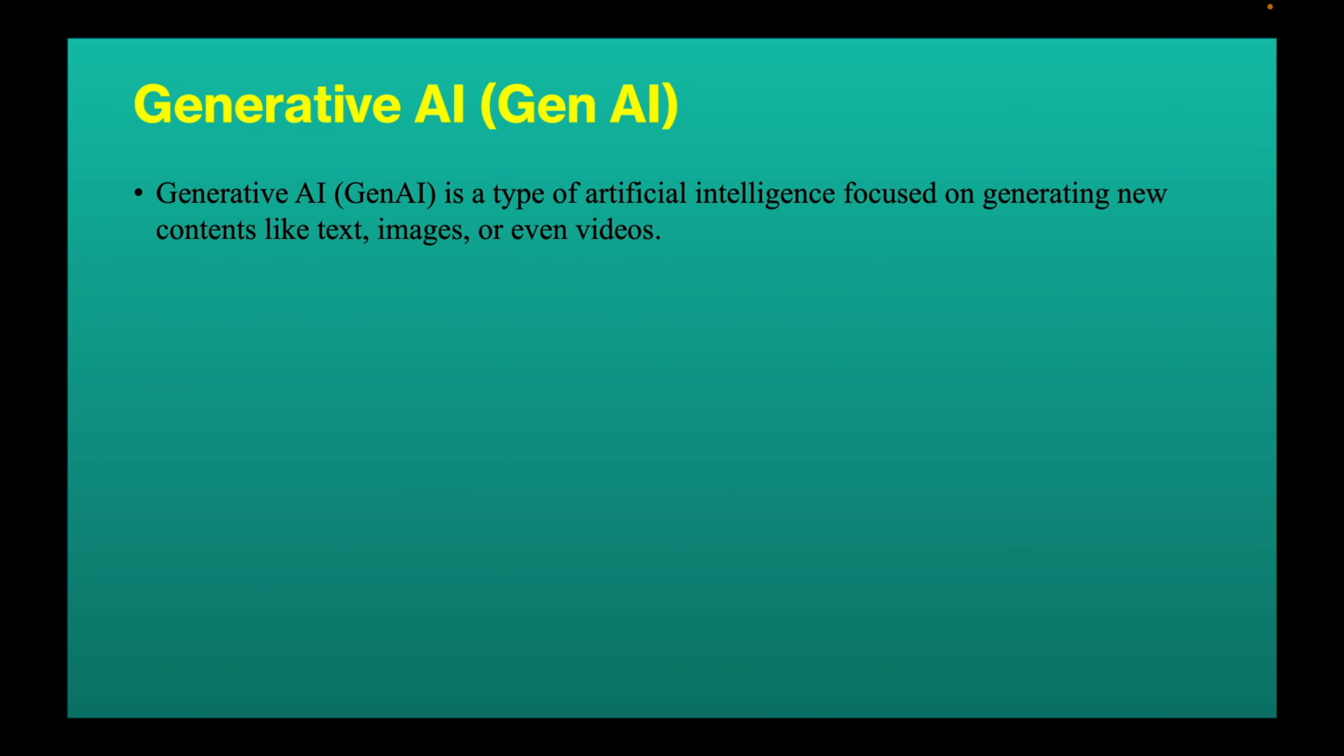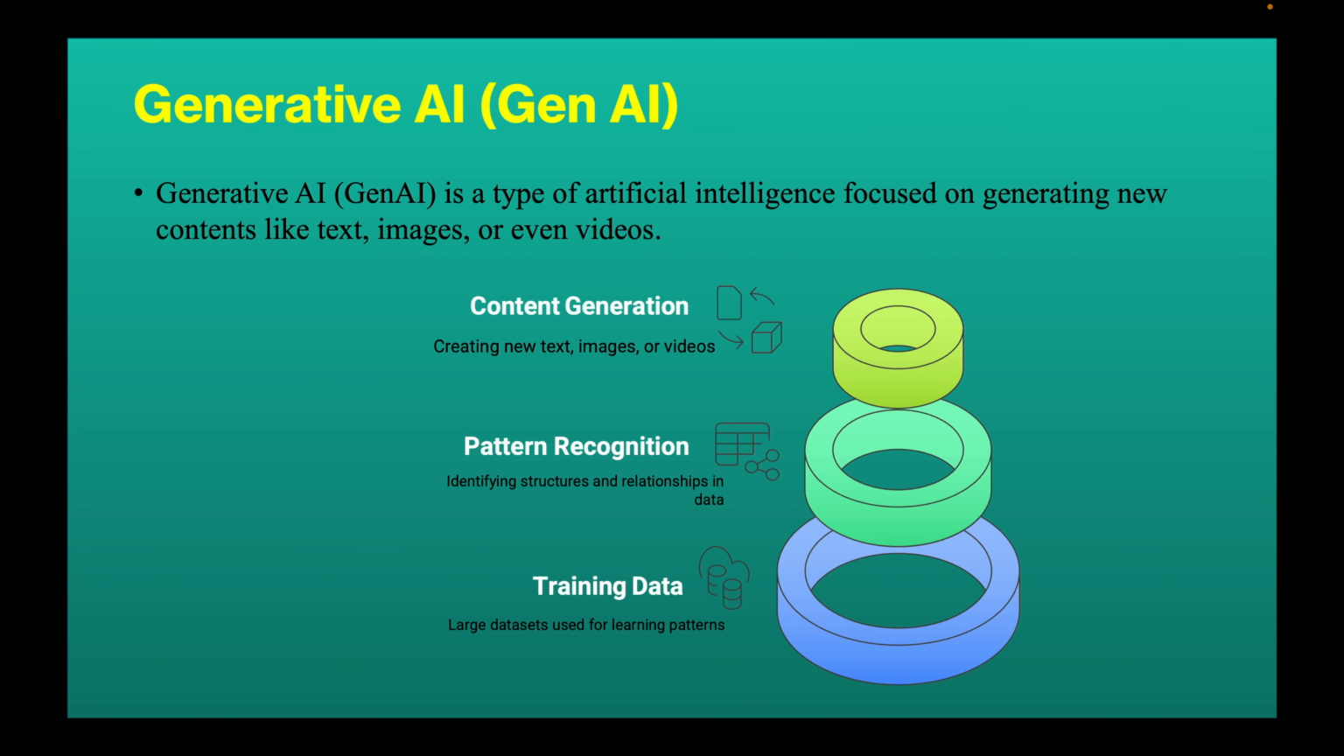Generative AI, Gen AI, is a type of artificial intelligence focused on generating new content like text, images, or even videos. Gen AI utilizes huge amounts of training data to understand the patterns or the structures and then generate outputs based on what they have learned. For example, ChatGPT creating new content.